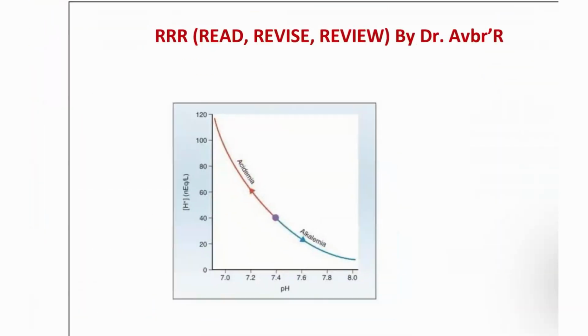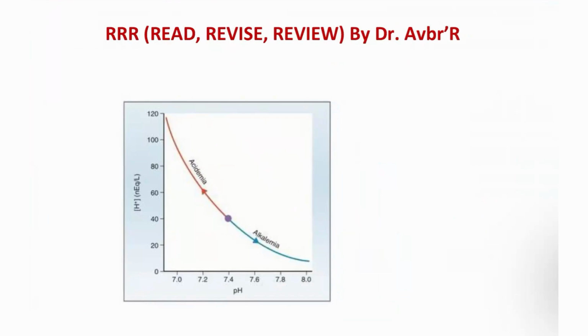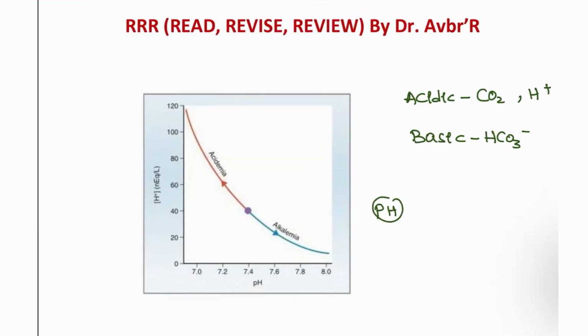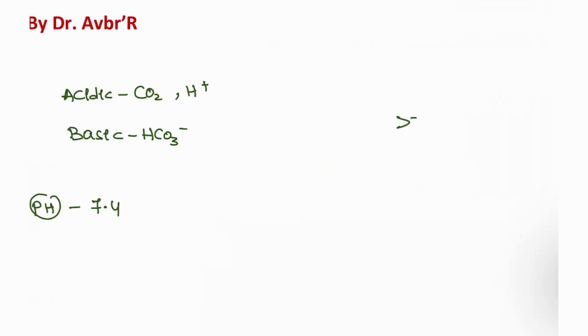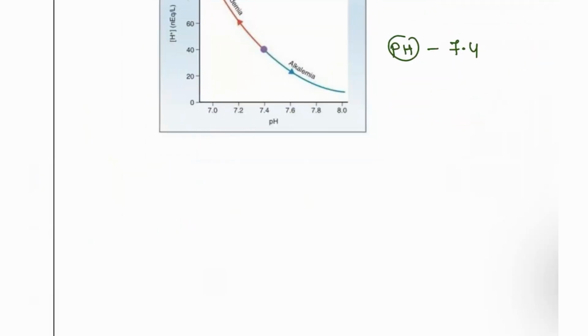Next, moving on to the pH of the body. What are the acidic factors present in our body? For example, CO2, which is acidic in nature, and also H plus ions. What is basic in nature? That is HCO3. What is the normal pH of our body? 7.35 to 7.45 is the normal. If the pH is more than 7.4, then it is alkalosis. If the pH is less than 7.4, then it is acidosis. Next, we'll see the other values also.